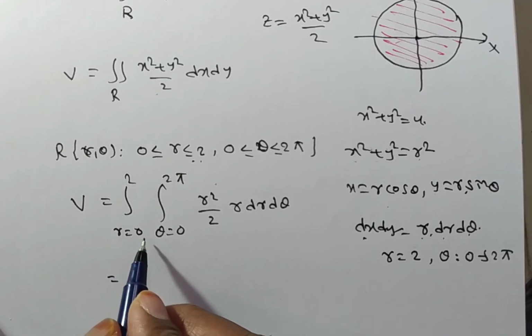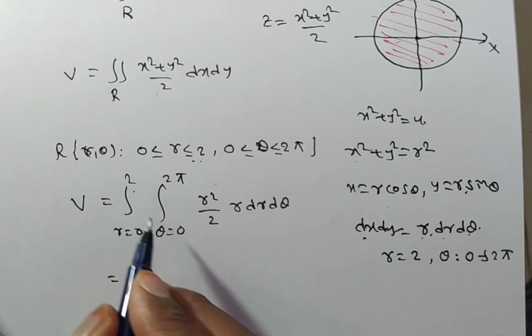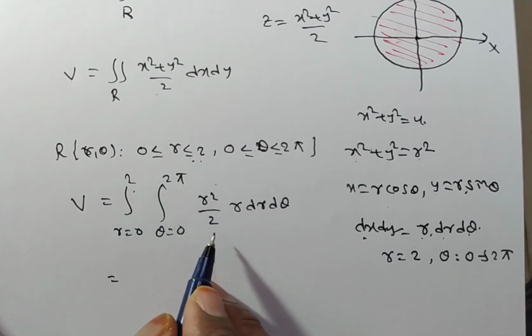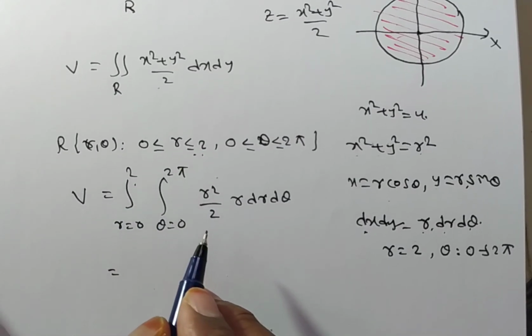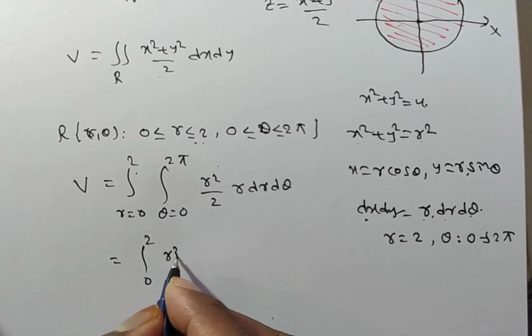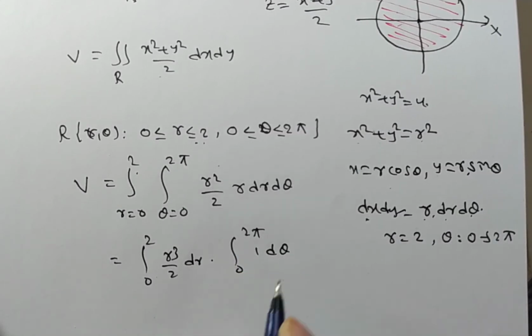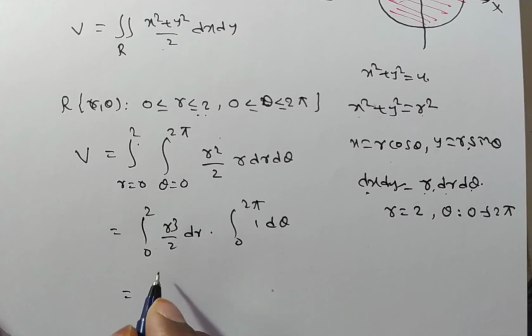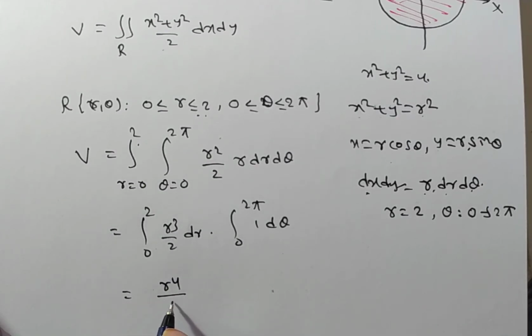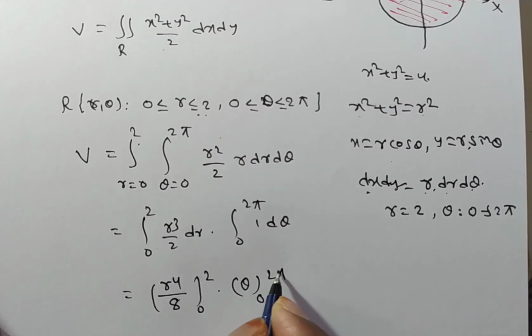Now you can do the integration very easily. Here you observe it is a double integral. Moreover, the limits of r are constant and theta is also constant, so you can integrate irrespective of order. Here we have r cube by 2. First I am doing the integral of r cube by 2 dr times the integral from 0 to 2 pi of 1 d theta. The integral of r cube is r to the power 4 divided by 4, so 4 times 2 is 8, with limits 0 to 2, times the integral of 1 with respect to theta, which is theta, with limits 0 to 2 pi.